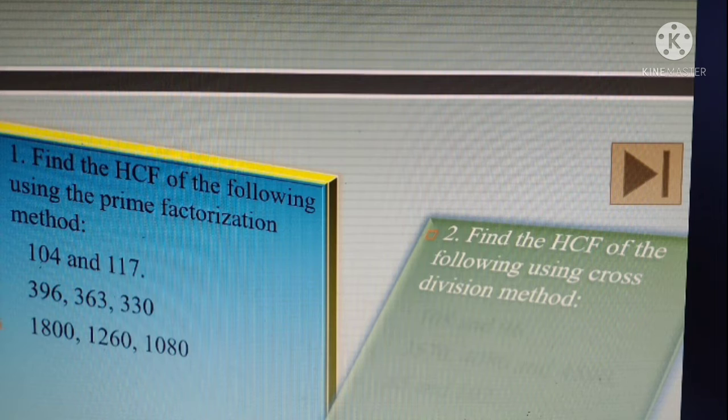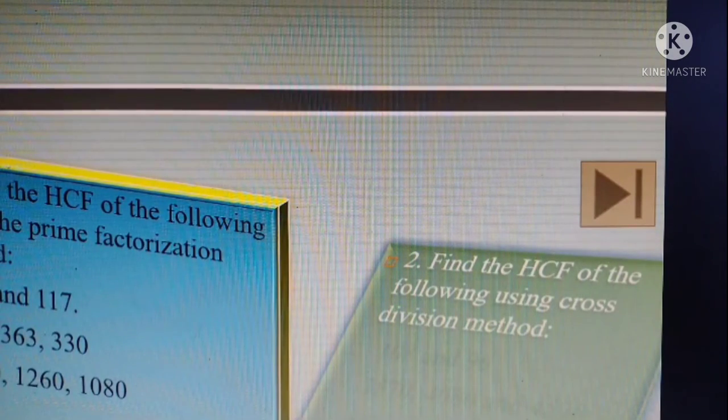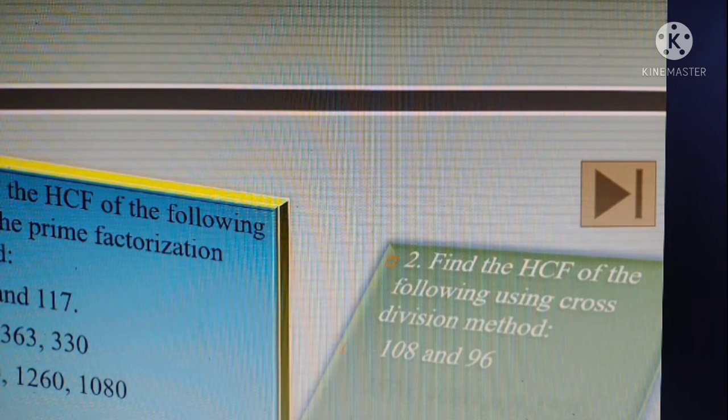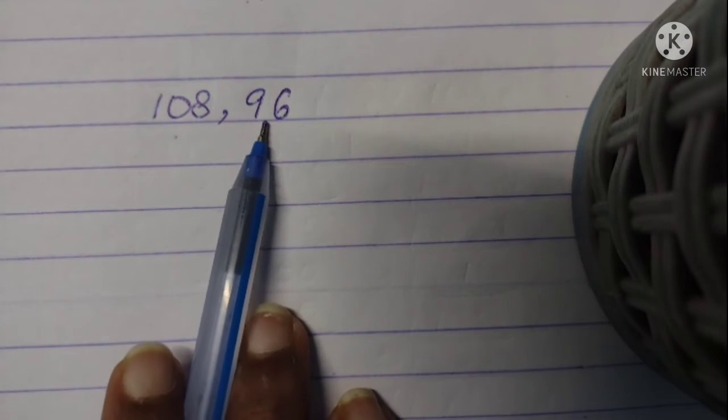Find the HCF of the following using cross division method. We have just found the HCF by prime factorization method. Now we have to find the HCF by division method. What is the first number? It is 108 and 96. Now 108 and 96. Which number is greater? Obviously 108. So 108 will be our dividend and 96 will be our divisor. So like this.